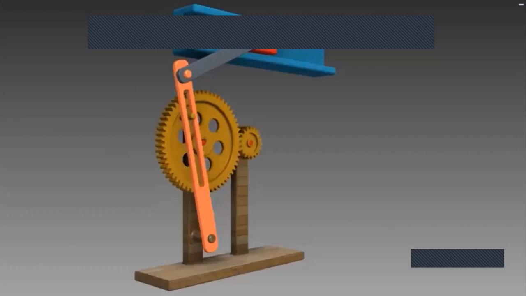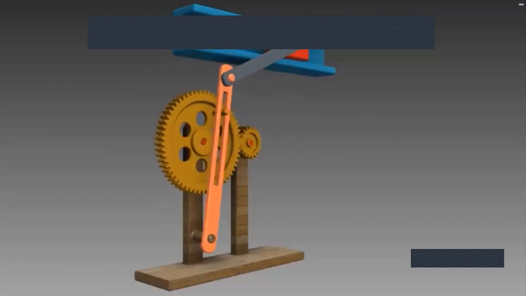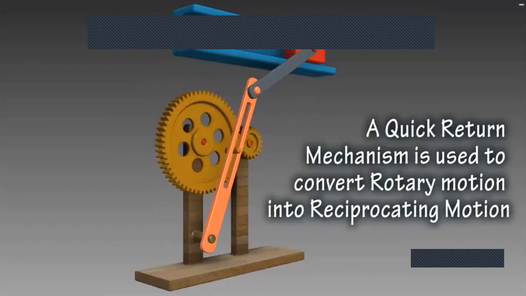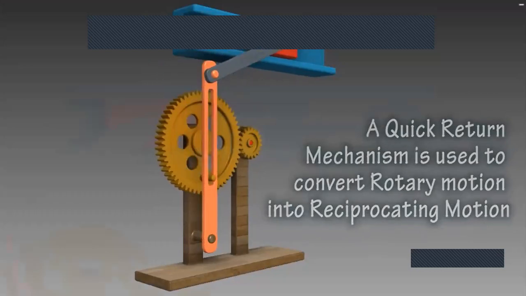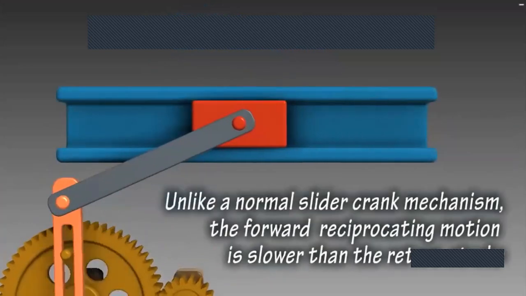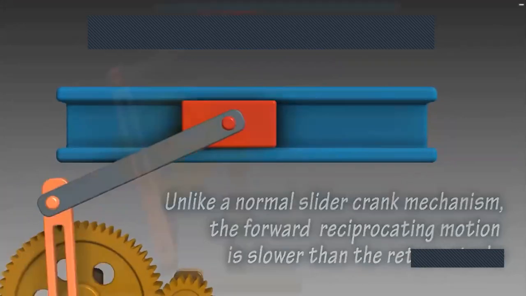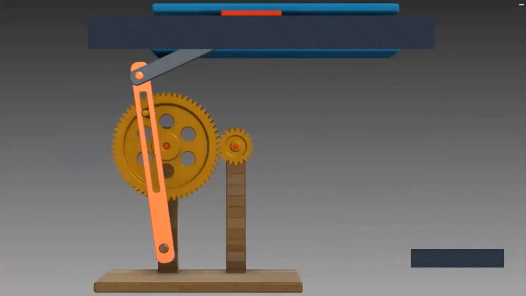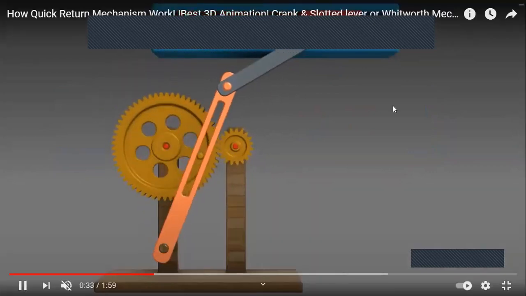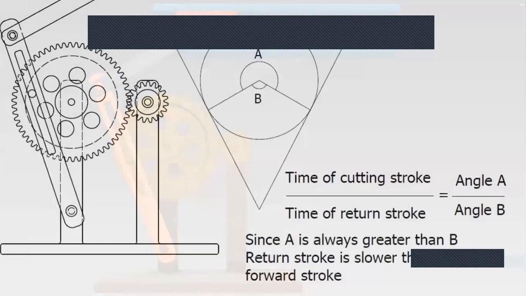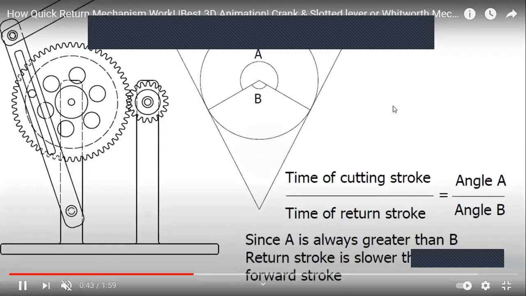So let's see another example here. There you can see the formula: time of the cutting stroke by time of the return stroke, so angle A by angle B. In the slide we are taking it as beta by alpha angle.